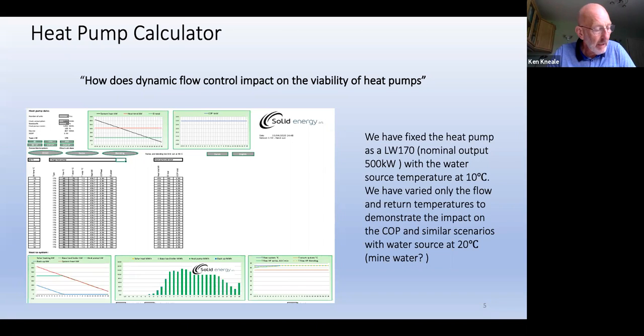What we have here is a 500 kilowatt heat pump, a water source heat pump, and all we're going to do is change the flow and return temperatures to show the impact on the COP. All other factors will remain the same.